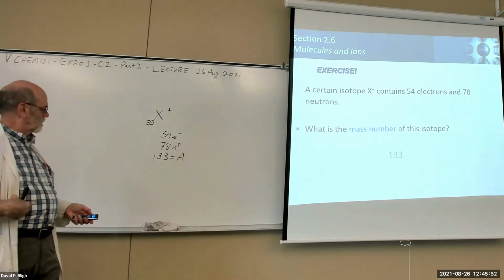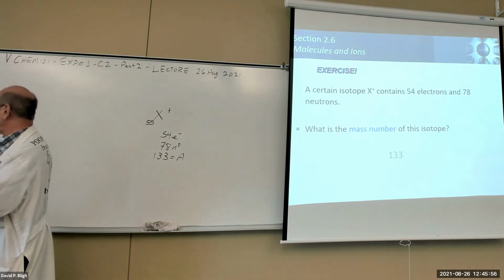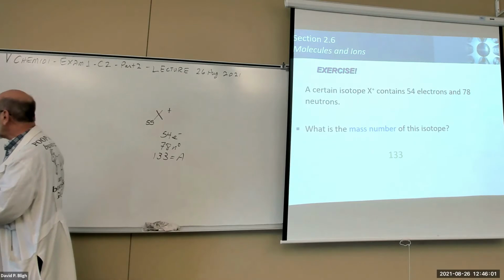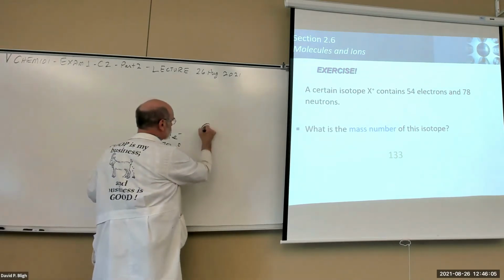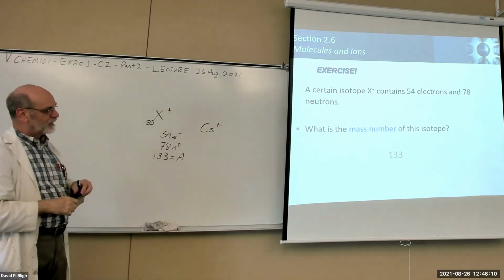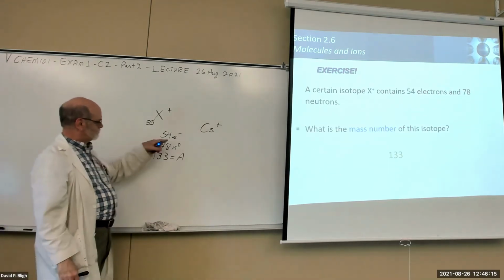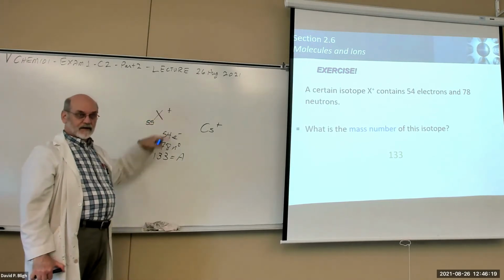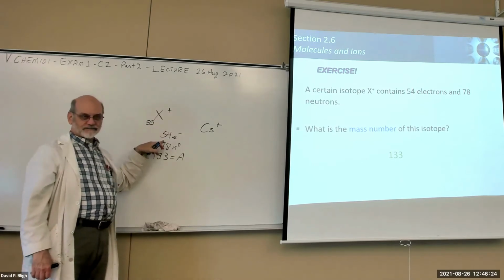There we go. So what element is that? Is that right? No, 55, excuse me. 55. So we come back over here, cesium. So what we have is a cesium ion. Okay, so all you did was add another electron, right, to compensate for that positive charge. It's positive because we've got one more proton than we do electrons.